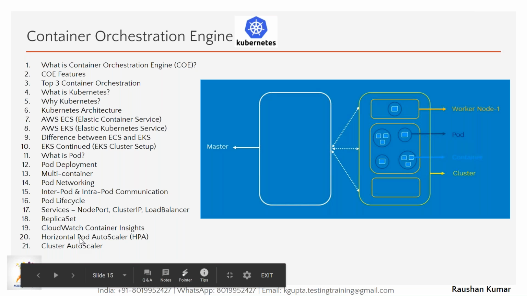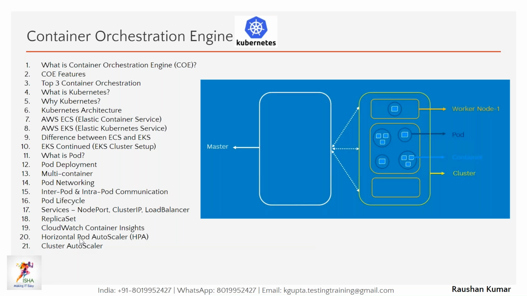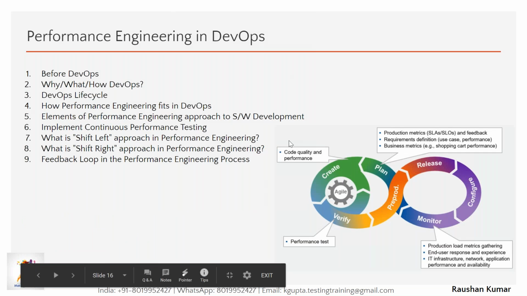All these things are related to performance, right? The auto scaling part, pods, and in general, first of all, we'll talk about the VMs, load balancer, and auto scaling group, and then we talk about Kubernetes as well. And we're going to talk about performance engineering in DevOps.